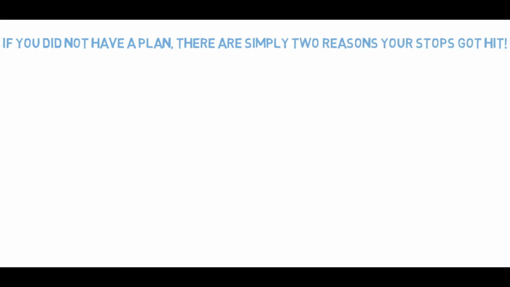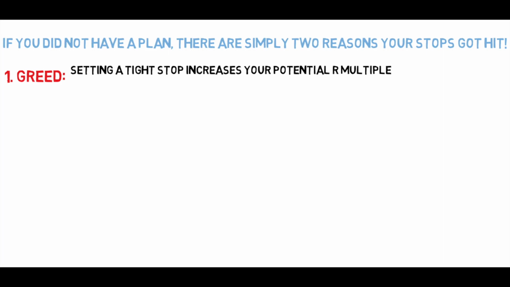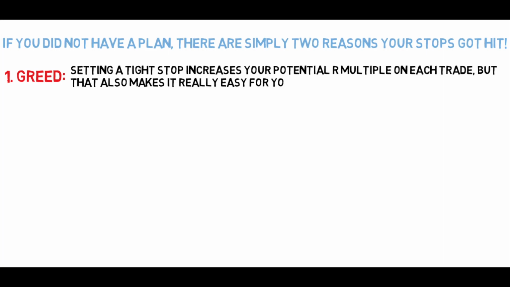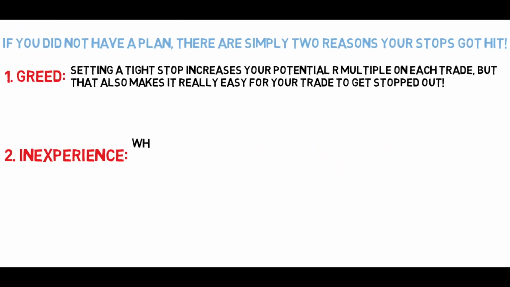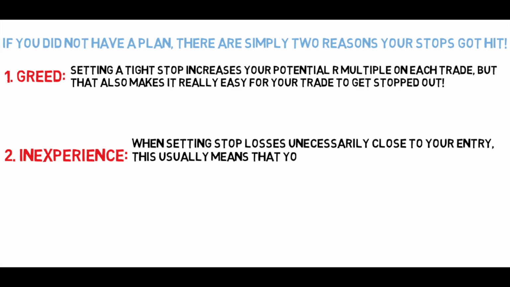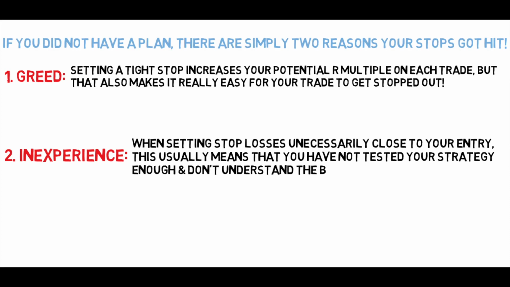If you started your trade with no plan, there are two simple reasons your stops got triggered. Now the first one is greed. Setting a tight stop increases potential R multiple on each trade. That also makes it really easy for your trade to get stopped out. Now the second reason is inexperience. When setting stops super close to your entry, this usually means you haven't tested your strategy enough and don't understand the best place to put your stop loss.